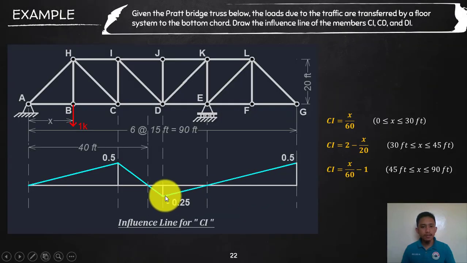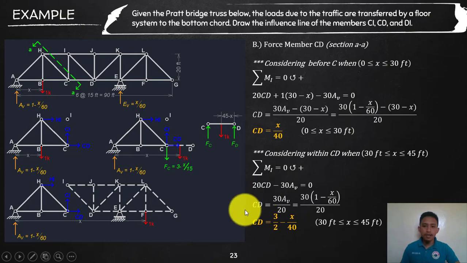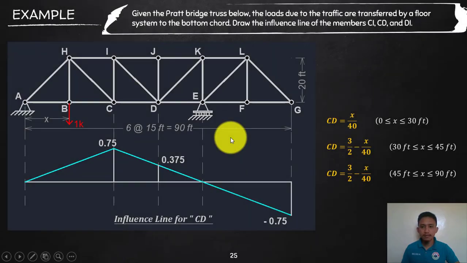Unlike on the first one, okay, wherein if you try to look at this, the response when the load is within CD is different, when that is already on the other side. So now, if you try to plot using this 3 response equation, but this is already, as you can see, a single equation. So when that is 0, that will be of course 0. When that is 30, that will be 3/4. 30 over 40 will be 3/4 or 0.75 positive.